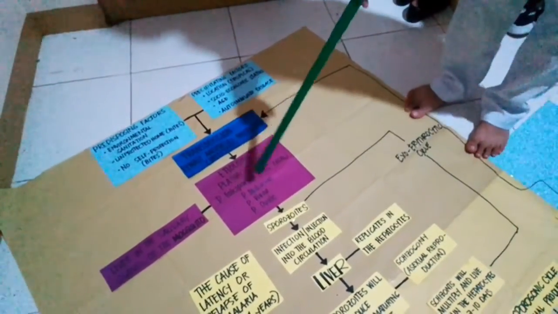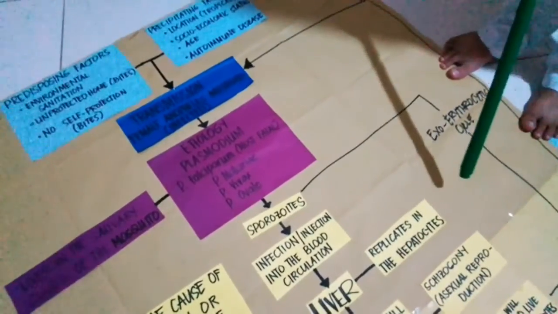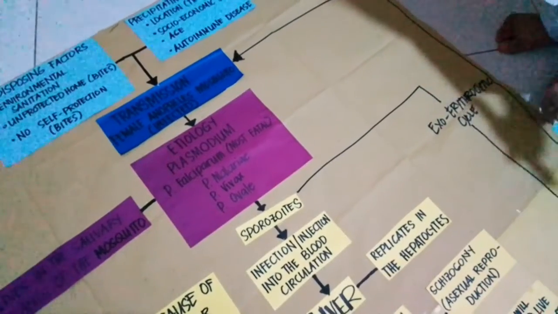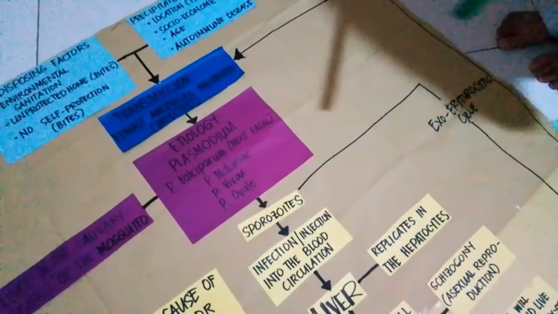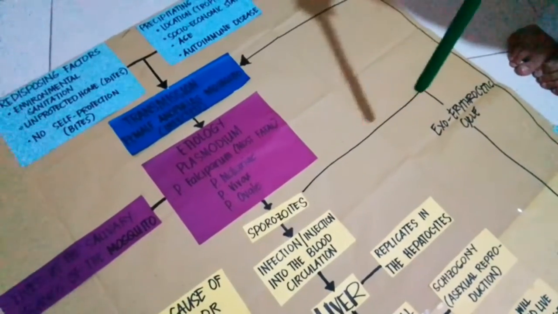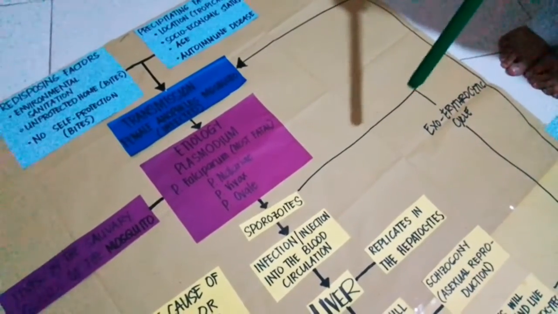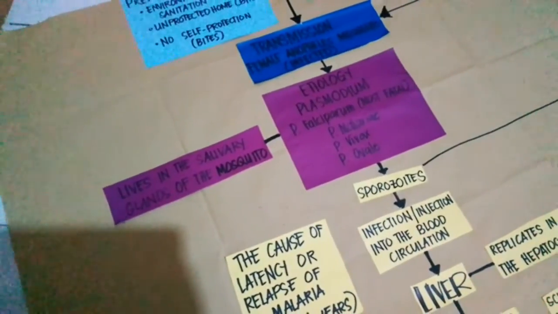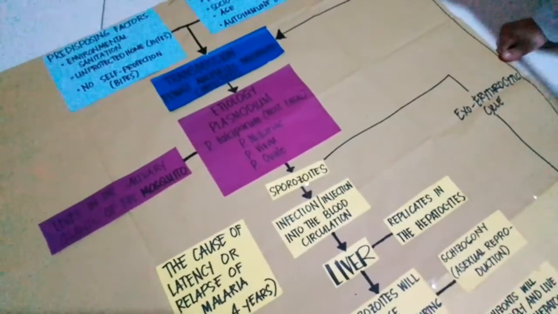The first would be the Plasmodium falciparum. This is the most fatal species of malaria, and then the Plasmodium malariae, Plasmodium vivax, and Plasmodium ovale. So they live in the salivary glands of the mosquito, the Anopheles mosquito.